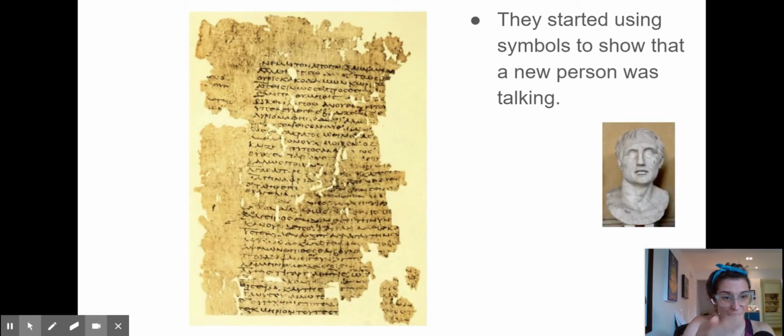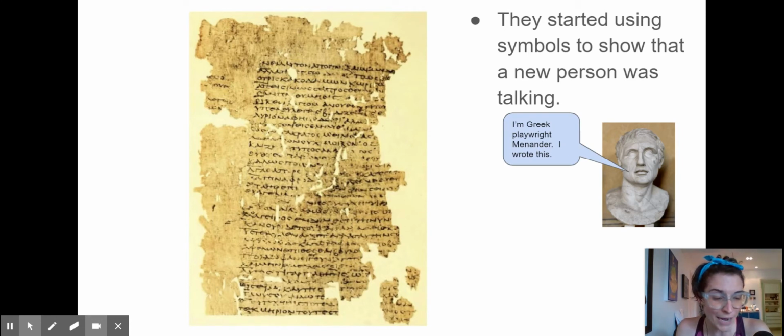So this was written by, there's a bust of him, we think he might have looked like this, a Greek playwright named Menander, and he wrote this. He decided to start using some symbols. Notice where the arrows are pointing. What do you see there?